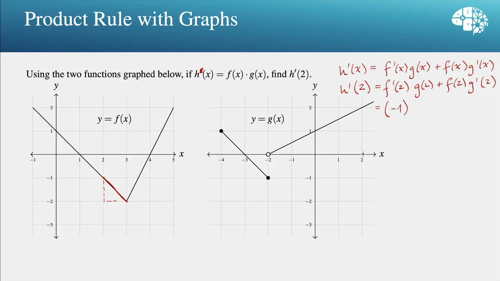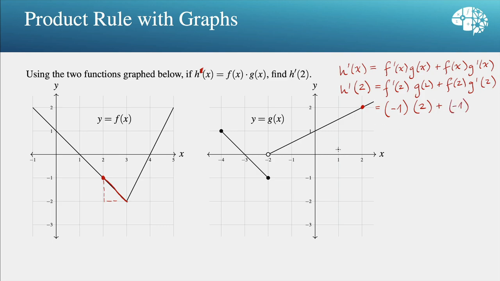g of 2 is the y-coordinate of the graph of g of x when x is equal to 2, which is, we can see that is 2. Okay, plus f of 2 is the y-coordinate on the graph of f when x is 2, which is this point right here, which we can see is -1.